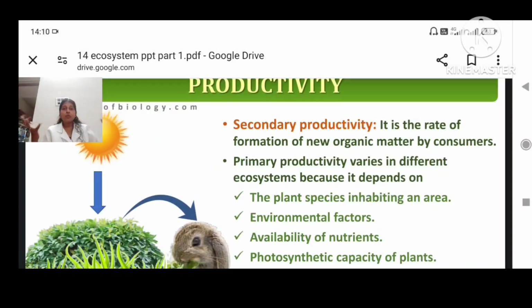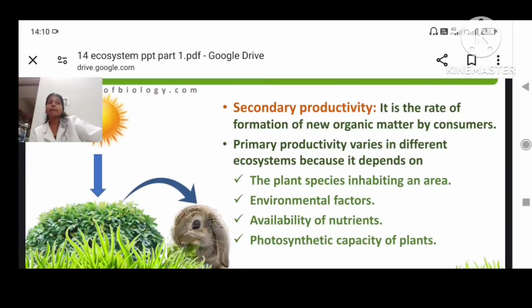In these cells, what is produced? The food is being stored in the form of protein, fats and carbohydrates. New organic matter is produced and stored by myself. So I am also having some biomass. That production of biomass by consumers, we call it secondary productivity. So what is secondary productivity? The rate of formation of new organic matter by consumers. Hope that is clear.